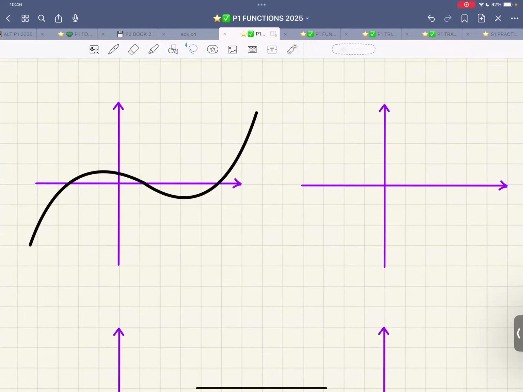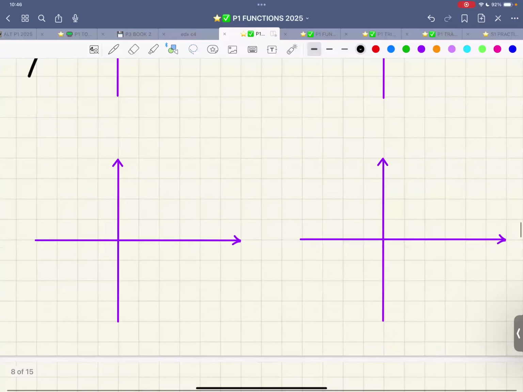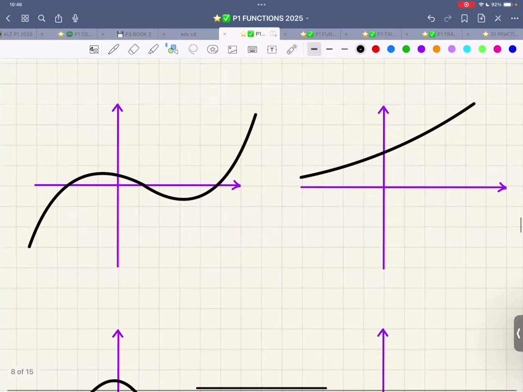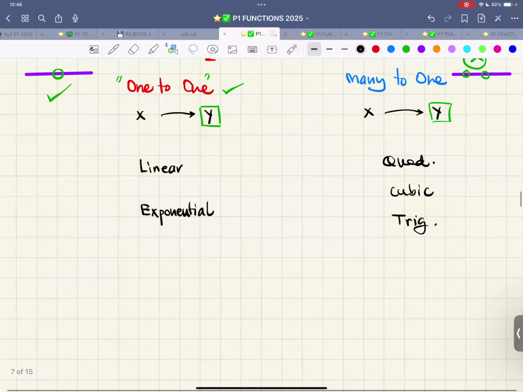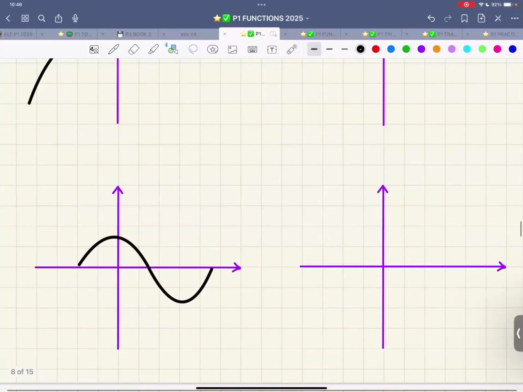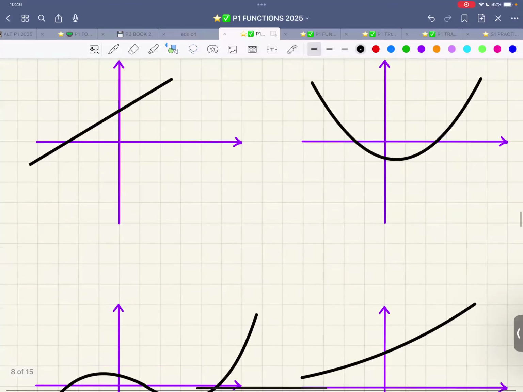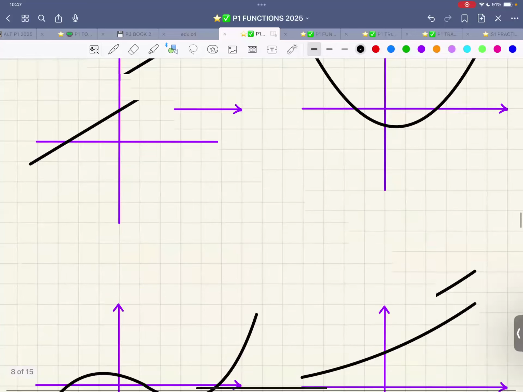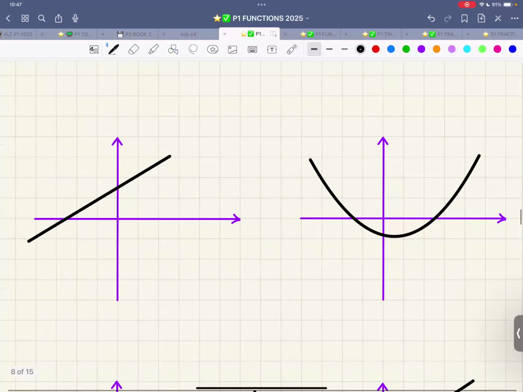Okay. Let me draw a power function. Let me draw a trigonometric function. And what else? Linear, exponential, quadratic, cubic, trig. I think that's about it. And a reciprocal, yes, a reciprocal square. Let me draw this. Okay. So now over here, all these are functions.